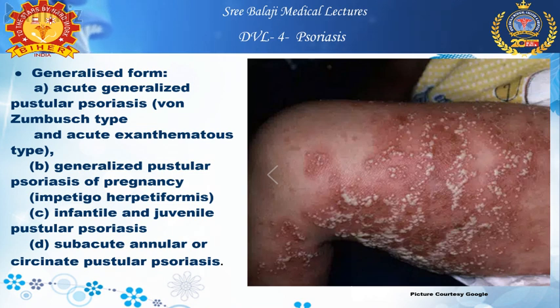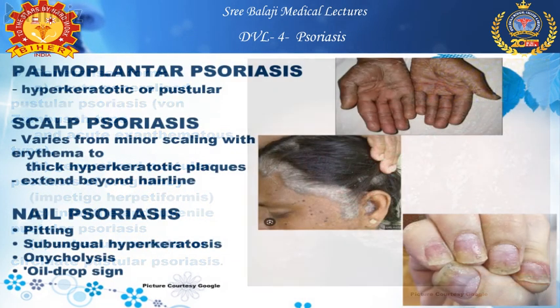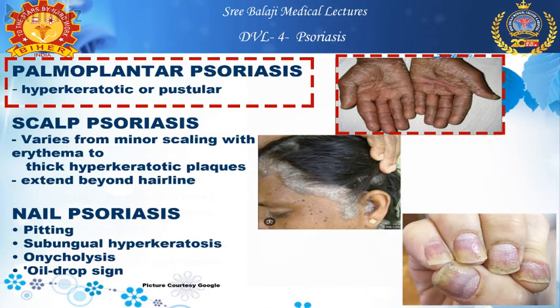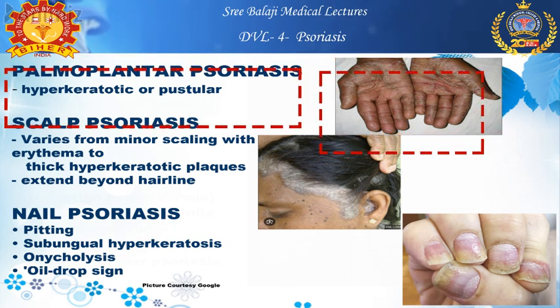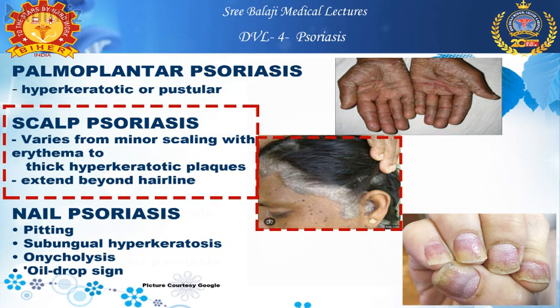We have the rarer forms of pustular psoriasis, which are the infantile and juvenile pustular psoriasis, and the subacute annular or circinate pustular psoriasis. The other localized forms include palmoplantar psoriasis, which, like the name mentions, can involve the palms and soles and is associated with extreme fissuring and scaling of the palms and soles. Scalp psoriasis can vary from minor patchy flaking or scaling over the areas of the scalp to thick hyperkeratotic plaques, which can extend beyond the hairline and also involve the ears and retroauricular area.